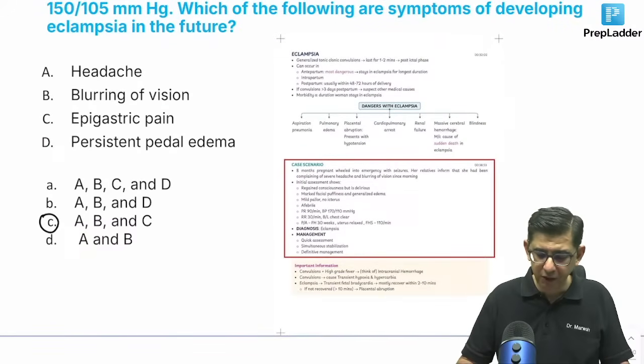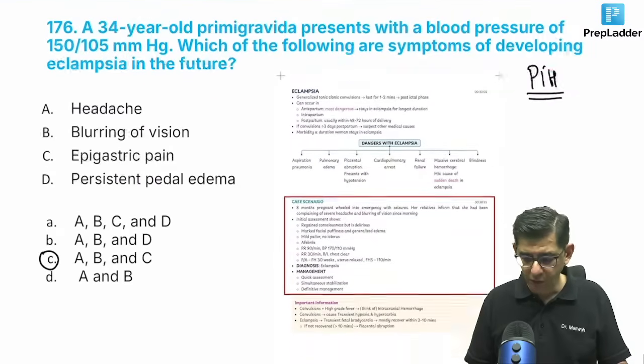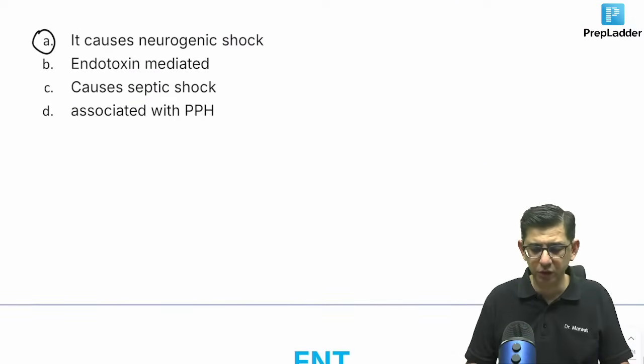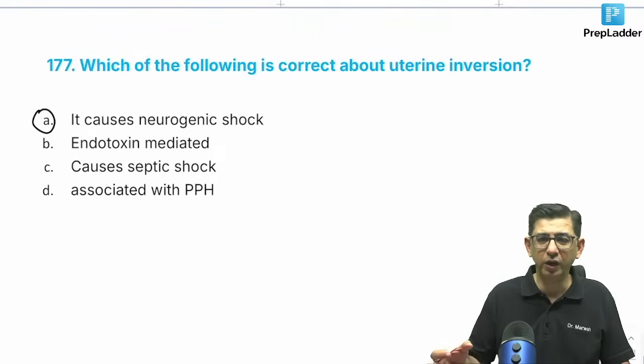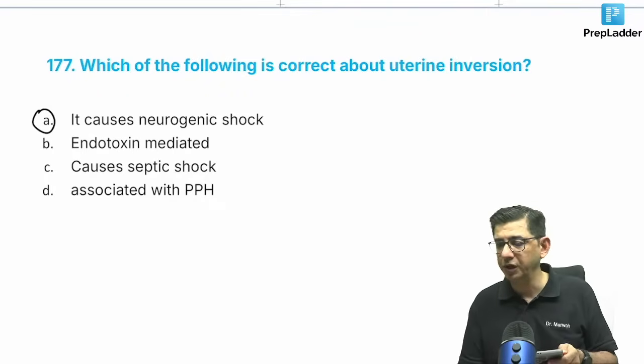Then in the PIH definition, pedal edema also does not come, right? Proteinuria is there and hypertension is there, epigastric complaints also occur, but then there would be no PIH complaints present. Then it is the uterine version that would contribute to neurogenic shock. Understandably, those uterine ligaments, when they get stretched, will contribute to development of neurogenic shock in a patient.